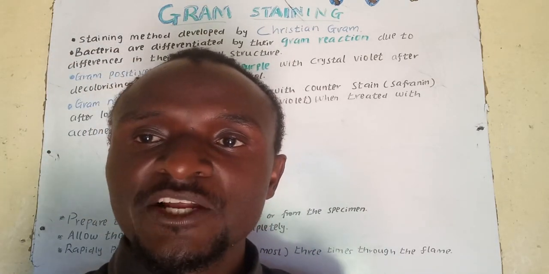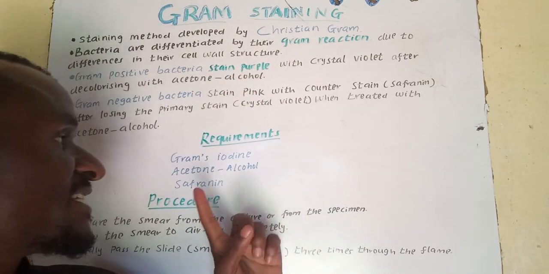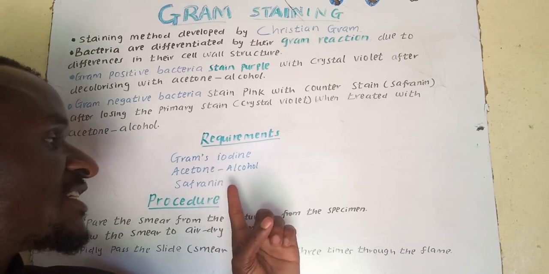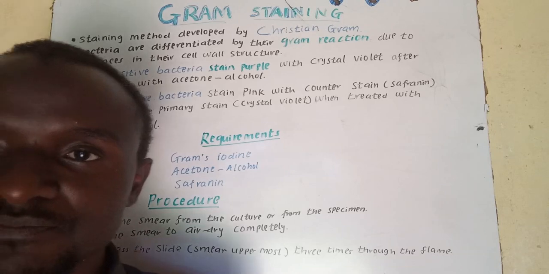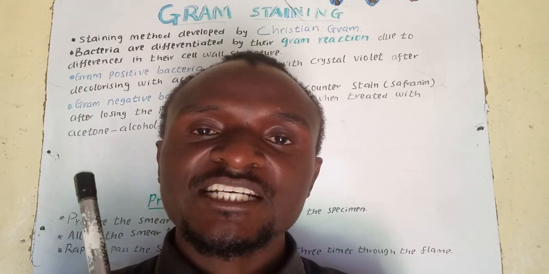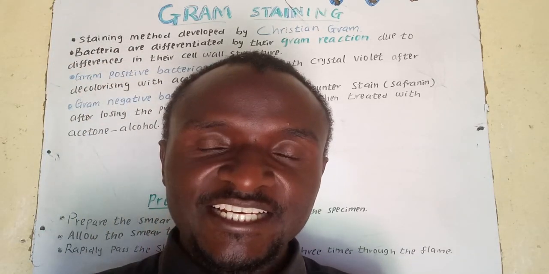Quickly, let's go through the requirements of gram staining. That is gram's iodine, acetone alcohol, and safranin. Those are the major requirements. Procedures followed in gram staining.